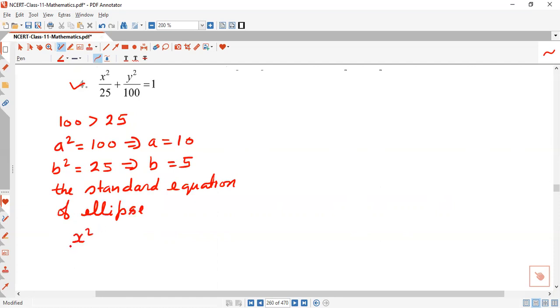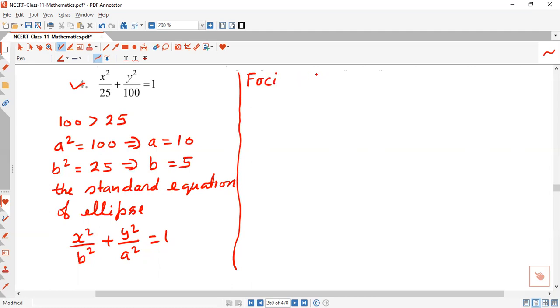x square upon b square plus y square upon a square equal to 1. Now you see that the value of a square is below the y square. It means the focus lies on the y-axis. Now both the foci lie on the y-axis. So first we find out the foci.